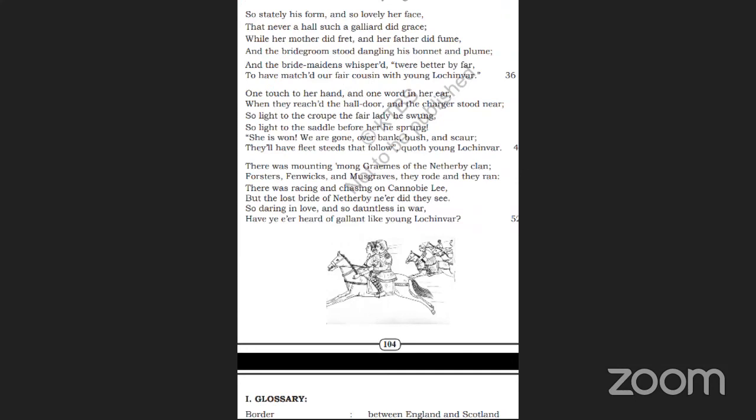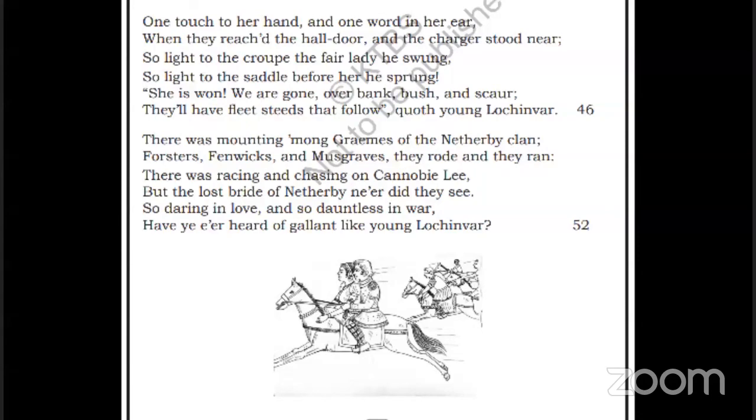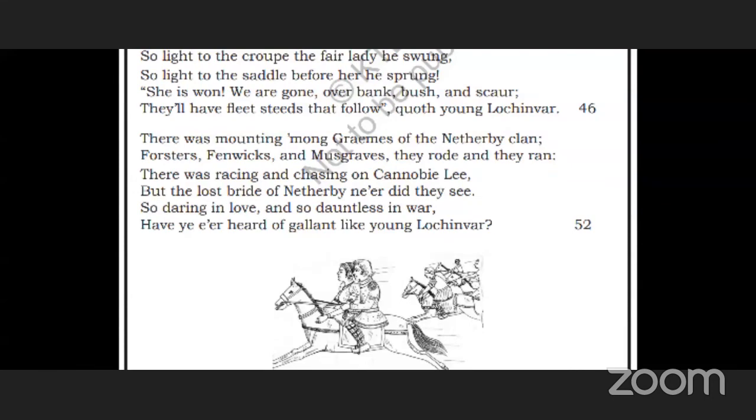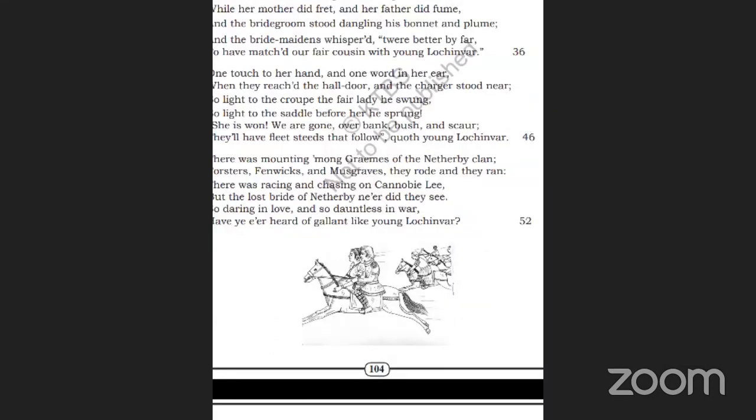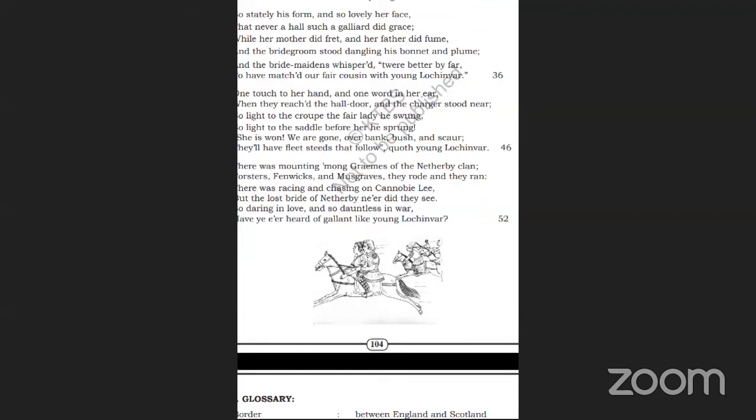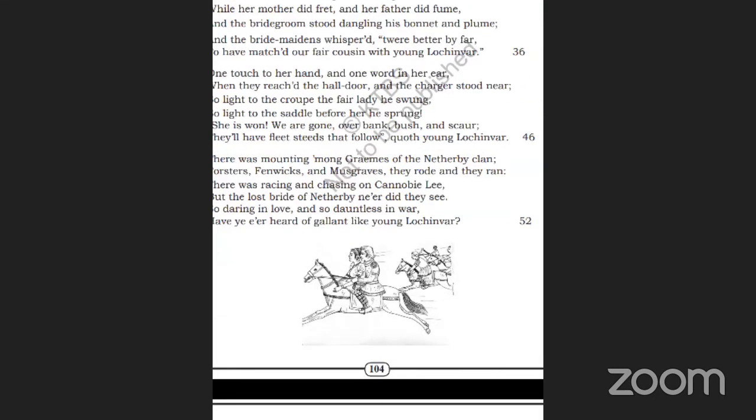So light to the croupe the fair lady he swung, so light to the saddle before her he sprung. When they came near the doorway, Lochinvar caught hold of Ellen and immediately jumped out of the hall, landing straight on the horse that was standing below the hall. Under the hall, you can say. Rita, what happened? Yes, sir. Did you understand what Lochinvar's plan was?